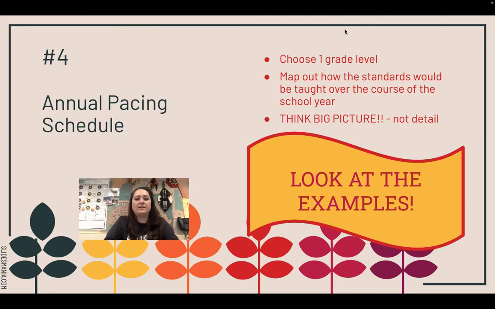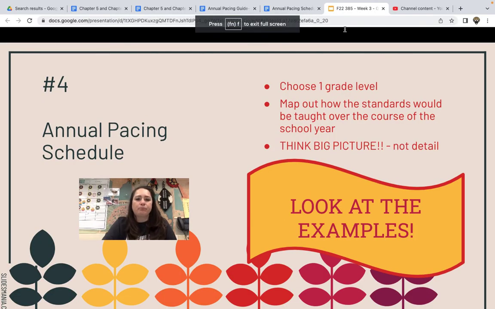The 4th task will take a little bit more time. This is the annual pacing schedule. You're going to pick a grade level of your choice. You're not locked into what you put on the survey. You're going to map out how the standards would be taught over the course of the year. You're really thinking big picture here, not lessons at all. We have to hit all the standards, so how would I do that over the course of the year? It's really important to look at the examples for this one. Let me show you what this document looks like.